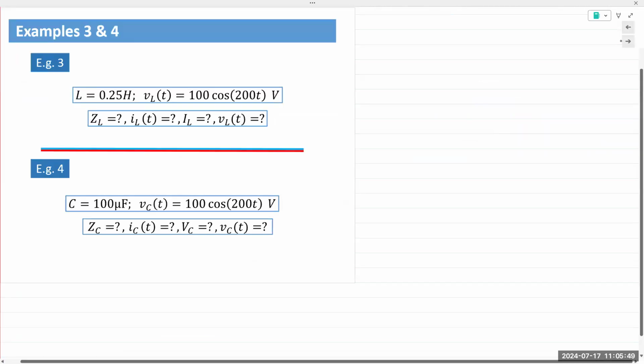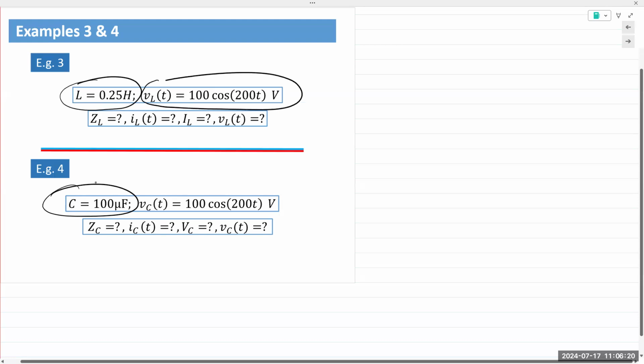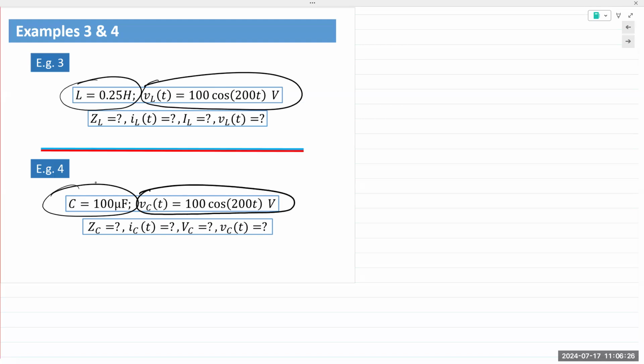Example 3 is about an inductor. Example 4 is about a capacitor. Both would be very similar, not exactly the same, because we are applying Ohm's law. But let's see how we're going to represent the impedances using complex numbers. So what are we given? We are given the component values of an inductor and a capacitor, and VL of t, the voltage across the inductor, and VC of t, the voltage across the capacitor.